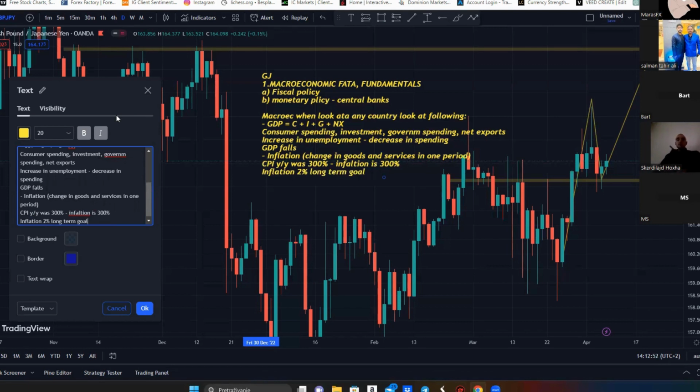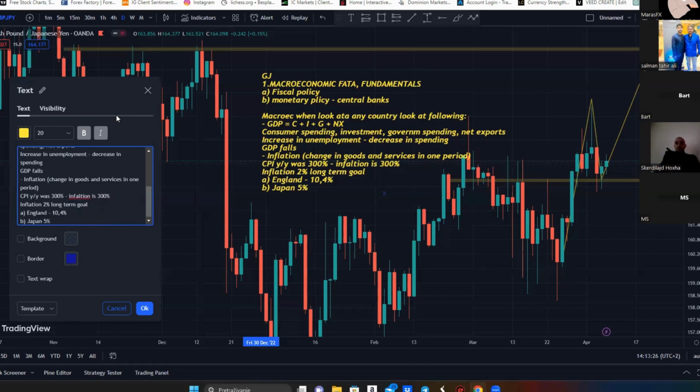So the long-term goal of monetary policy is to have inflation at 2%. Now, as a macroeconomist, let's say you're looking at the GJ pair. You see England's last inflation was 10.4%, and the long-term goal is 2%. On the other hand, Japan has inflation of, I think, around 4% or 5%, and its long-term goal is also 2%. Are you following me?